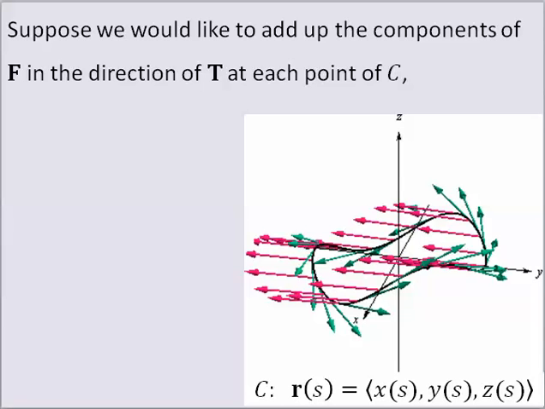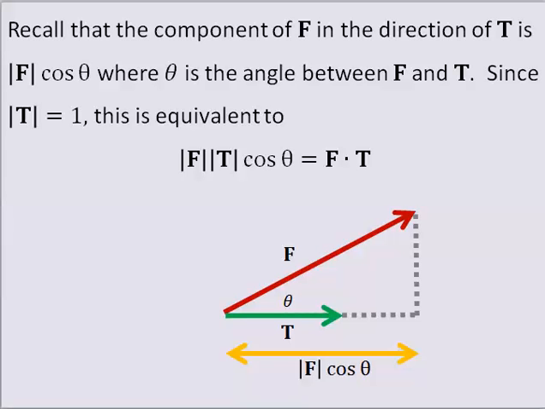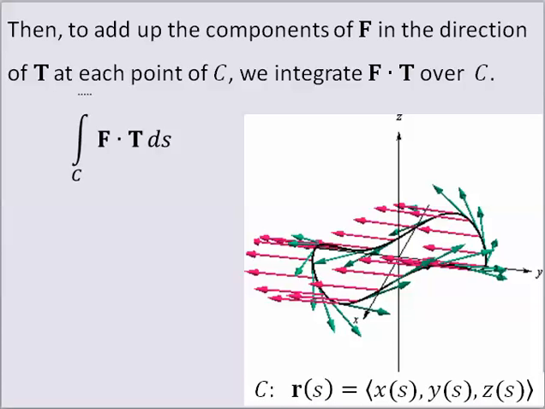Now suppose we would like to add up the components of F in the direction of t at each point of the curve. Well, let's recall that the component of F in the direction of t is the magnitude of F times the cosine of theta, where theta is the angle between F and t. Since the magnitude of t is equal to 1, this is equivalent to the dot product. So to add up the components of F in the direction of t at each point on the curve, we integrate the dot product over the curve.